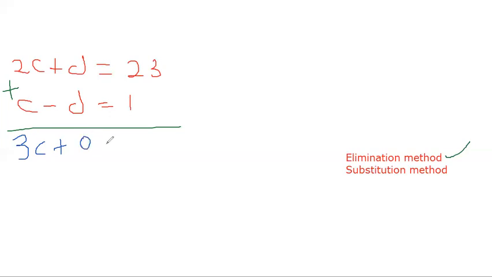Are you following? Is equal to 23 plus 1. 23 plus 1 is what? 24. Now you can find C, right? What is C? I have 3C is equals to 24. What would be my C?